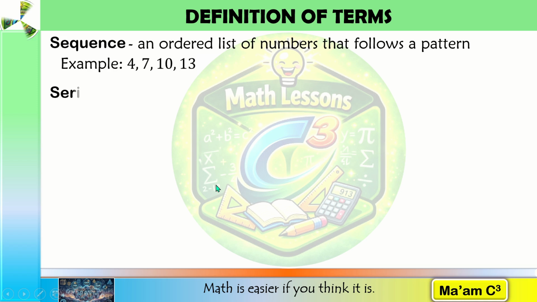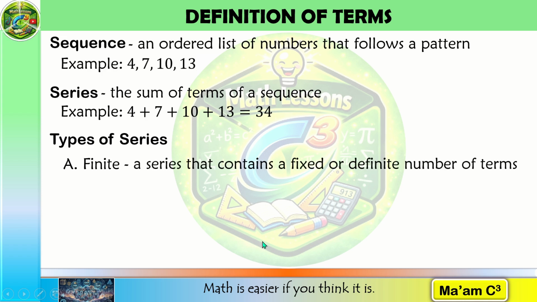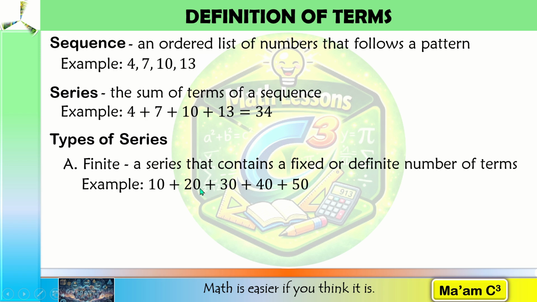Next word is series. Series, on the other hand, is the sum of the terms of a sequence. Let's have an example: 4 plus 7 plus 10 plus 13, which is equal to 34. Now, there are two types of series. The first one is the finite series. A finite series has a fixed number of terms. Example, 10 plus 20 plus 30 plus 40 plus 50. There are 1, 2, 3, 4, 5 terms.